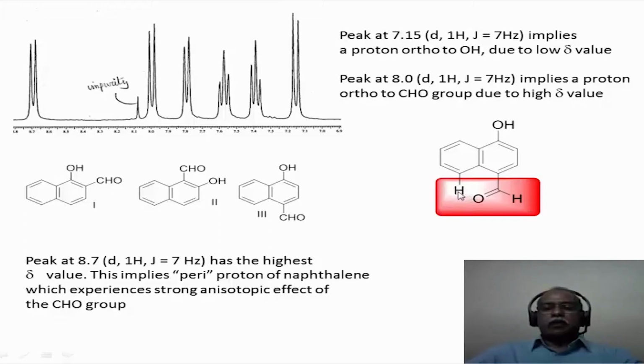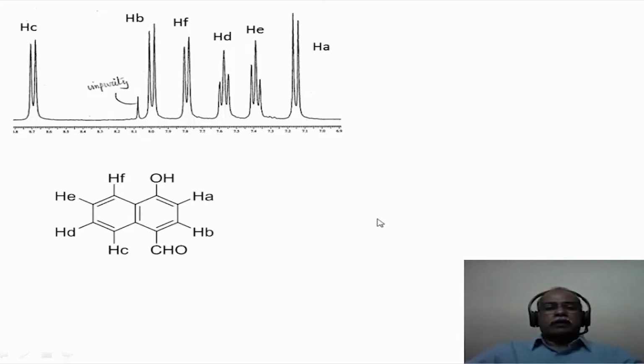This information may not be known to you, but please bear in mind that whenever you have an aromatic compound which has signals above 8.5 ppm, it is because of this kind of strong anisotropic effect, particularly of the peri type, which results in a very high delta value. So the anisotropic effect experienced by the peri hydrogen because of the formyl group, which is the aldehyde group, is responsible for this particular peak here. So one can come to the conclusion that this is most likely the structure for this compound, and the proton NMR is very clearly assigned.